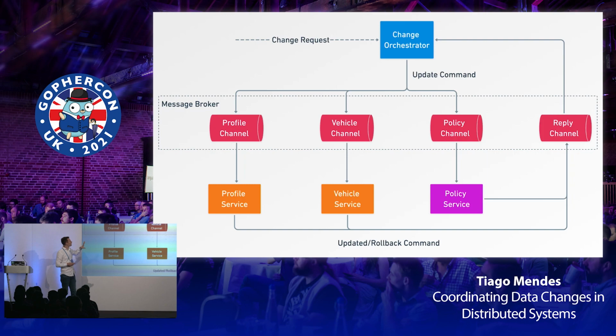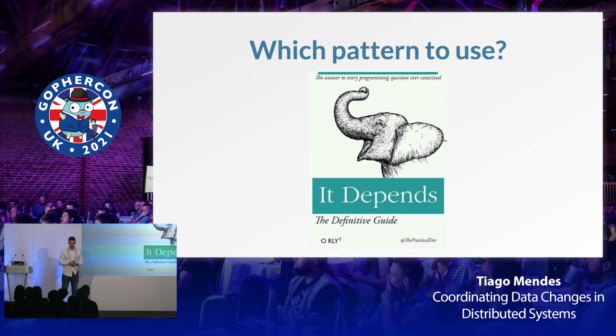So that means that this service will send an update command to each of the services through a message broker, and each of the services will be prepared to listen for these commands. When each service finishes updating the data, they will then send a message to the reply channel, which our change orchestrator is set to listen to. And that means that the change orchestrator is the brain of the whole operation here, and each service doesn't need to know about any other service.